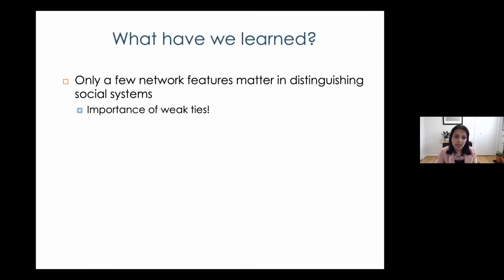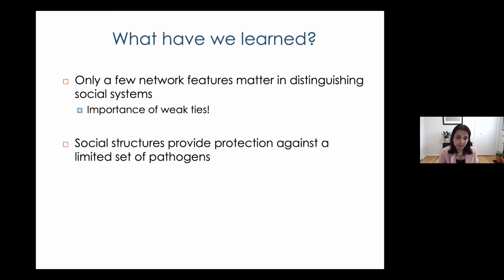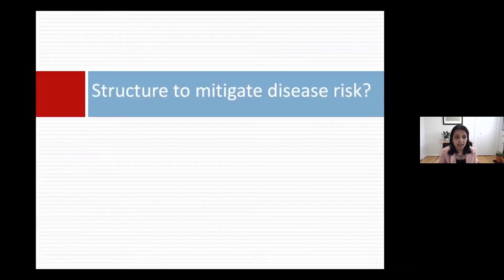So sort of to summarize what we've learned, this was certainly one of the findings that was surprising to us: only really a few network features. Again, as a reminder, we put in about 12 network features into this work. We found that only a few really mattered in distinguishing social systems. And really, even those differences were really driven by weak ties, by these low edge rate connections between individuals. And we do find some evidence for social structures providing protection against at least a limited set of pathogens.